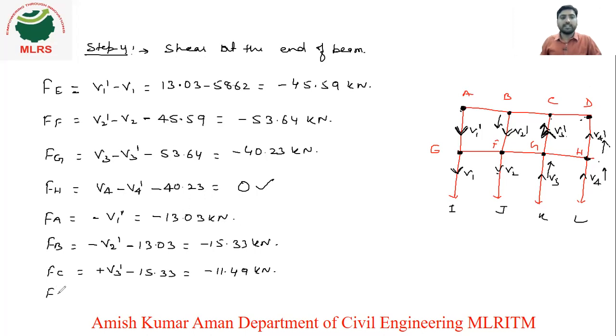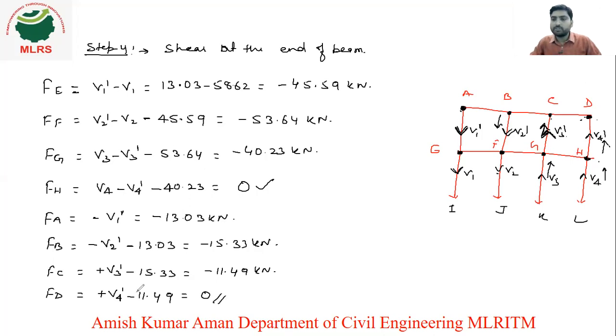Now going for D. If this value is 0, it means whatever calculation we have done till this step is correct. So what will be FD? You can see V4 dash is going towards the joint, which means positive, so we need to take it as positive. So V4 dash, and whatever value we got here, minus 11.49. If you put this value, you will get 0. It means we are correct.